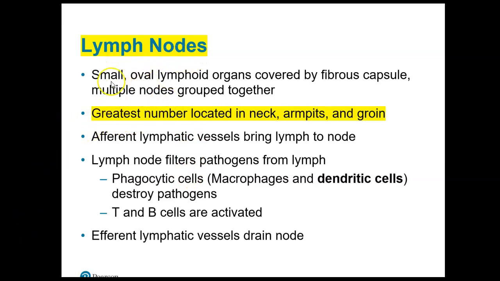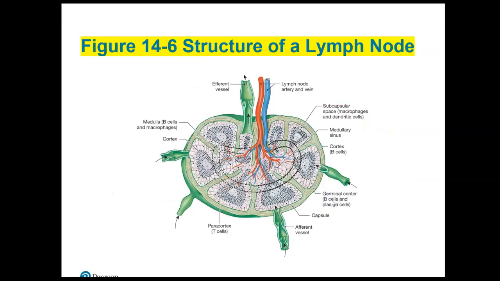So for the lymph nodes, just make sure that you know the greatest number of lymph nodes are concentrated in the neck or cervical region, the armpits or axillary region, and then the groin or inguinal region. They're called cervical lymph nodes, axillary lymph nodes, and inguinal lymph nodes. And here is the structure of a lymph node.